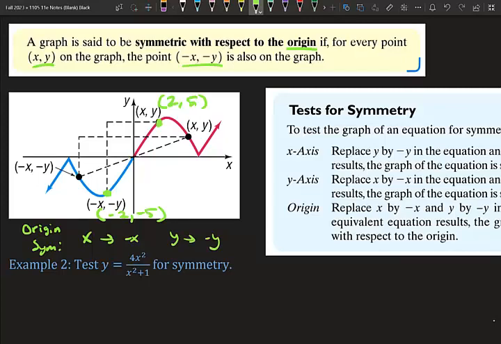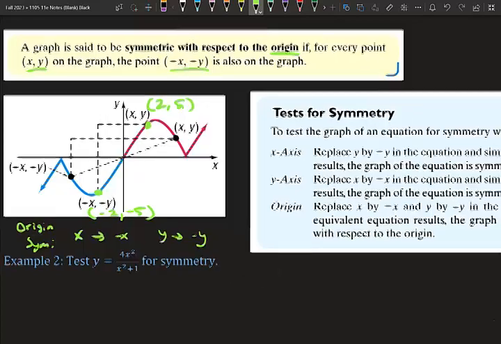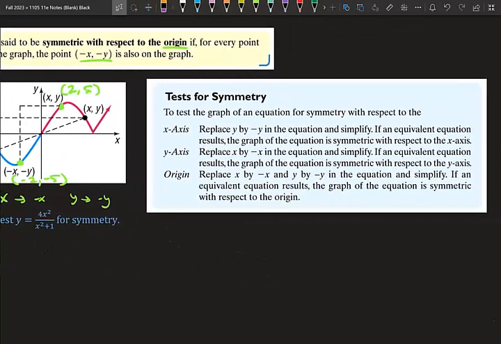Guess what? That's actually how you find it algebraically as well. We just came up with the rules based off of the picture. That's what this blue text is about. So together, we all came up with the rules on how we find symmetry.